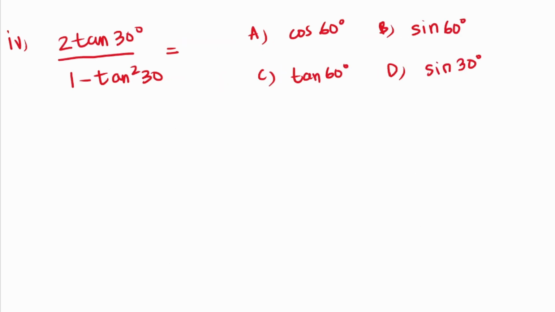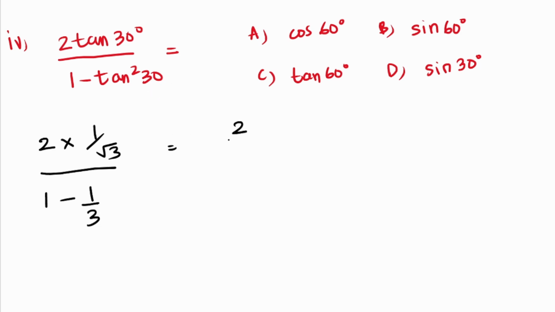And this is the next question, which is 2 tan 30 degree divided by 1 minus tan square 30 degree. We'll write 2 here. Tan 30 degree, right? Tan 30 degree is 1 by root 3. And divided by 1 minus tan square 30 degree. Tan 30 degree is again 1 by root 3, right? 1 minus 1 by 3, root 3 square is 3, right?